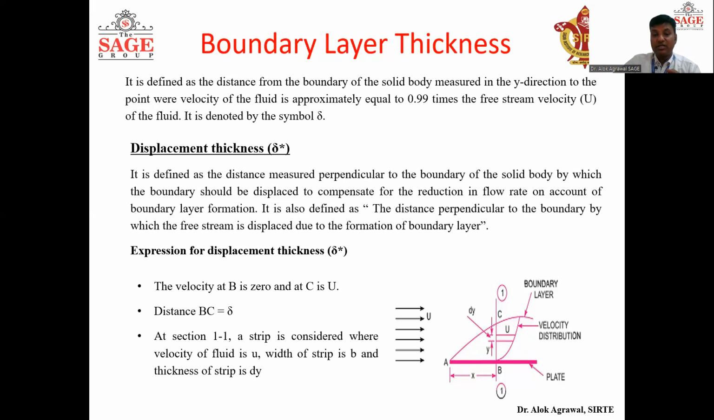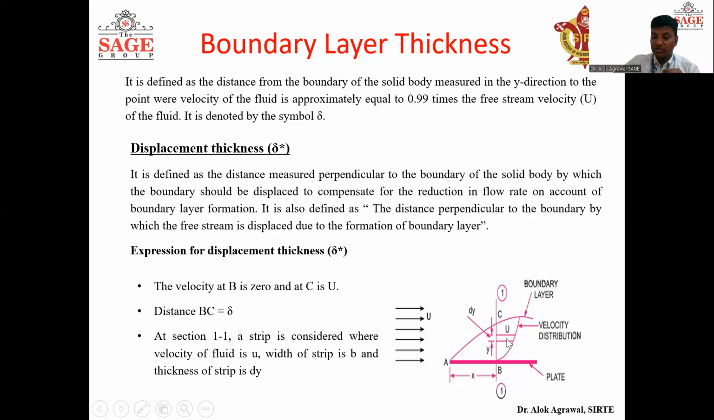So that width is b, and the velocity passing through this small strip is u, and the thickness of this strip is dy, and that strip is located at a distance y from point B. So this is the strip. Actually, I have shown this in this plane, but the actual profile is perpendicular to the screen of the system. So to understand it in a better way, I have to show it in this screen.